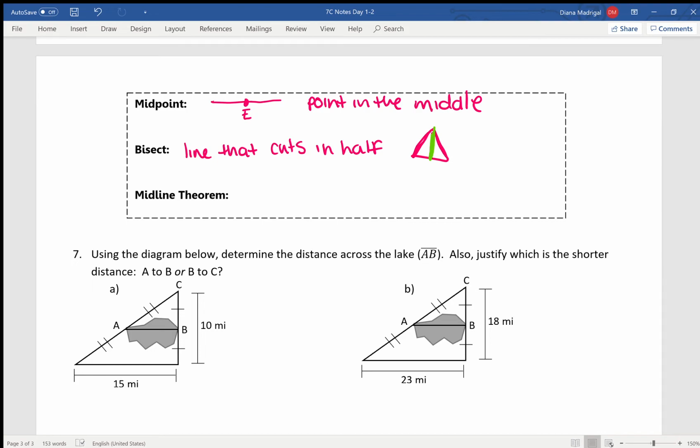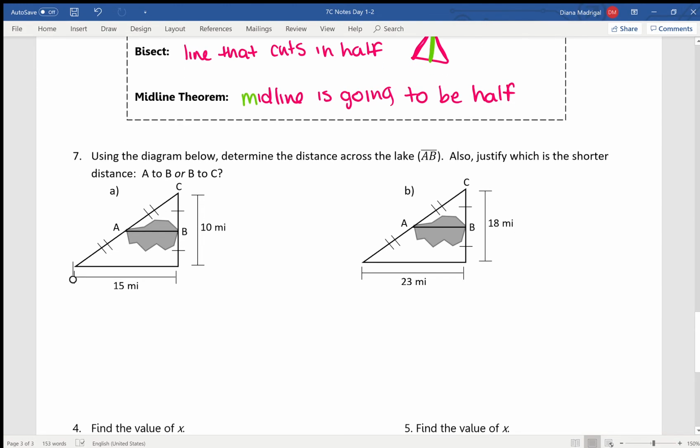All right, and then the midline theorem is just telling me that the midline is half of the bottom line. Because it's a middle line, it's cut in half, right? So the midline is going to be half. That's what the midline theorem talks about. Midline is going to be half.